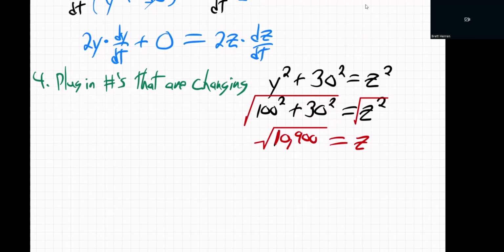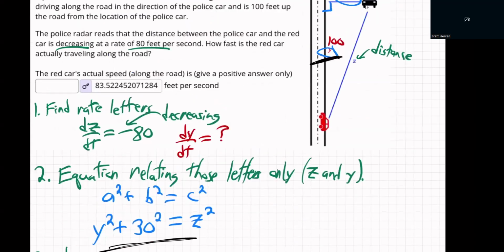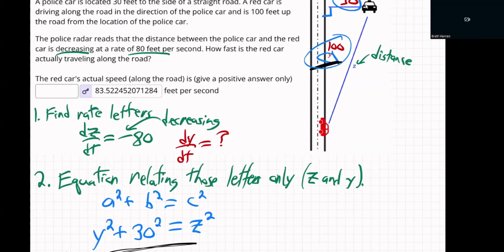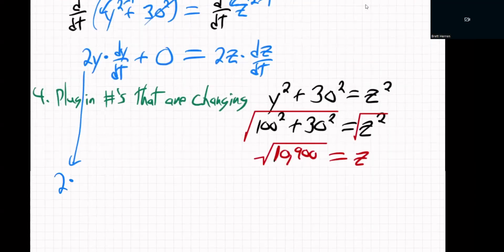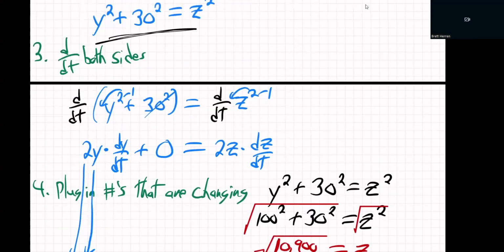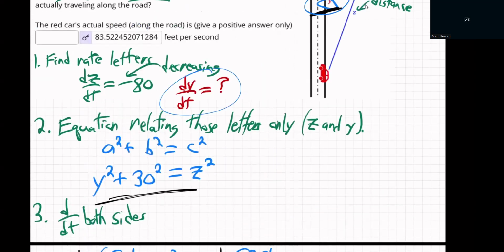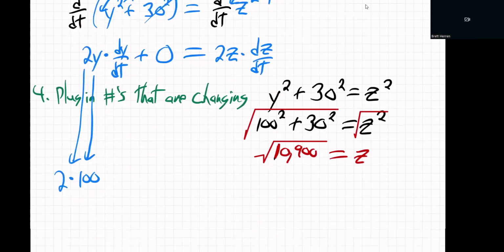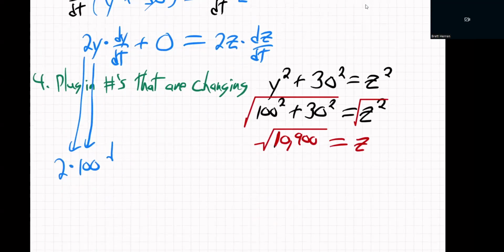Okay. So anyway, z is the square root of that. So here we go. We've got 2 times y. We knew y. y is 100. Now we can plug that in because the derivative is over. 2 times 100 times dy/dt. We're looking for dy/dt. We know dz/dt is negative 80.